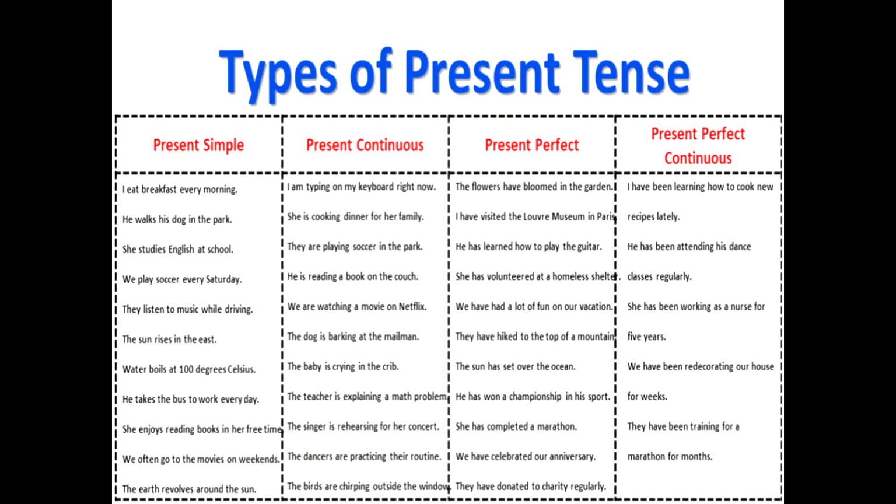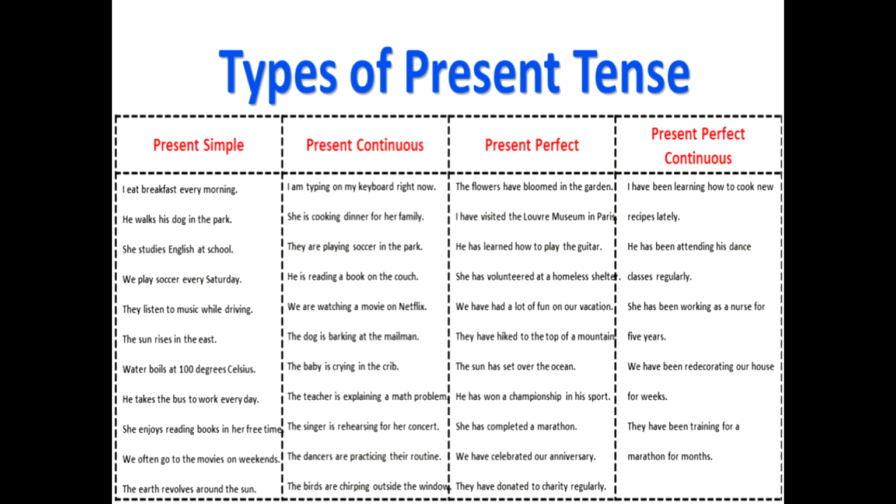Now we can see the table here that details the types of present tense. There are again four subtypes of present tense, right? Which are simple present, present continuous, present perfect and present perfect continuous tense. We will understand with examples for each type of tense here. So let us see simple present.